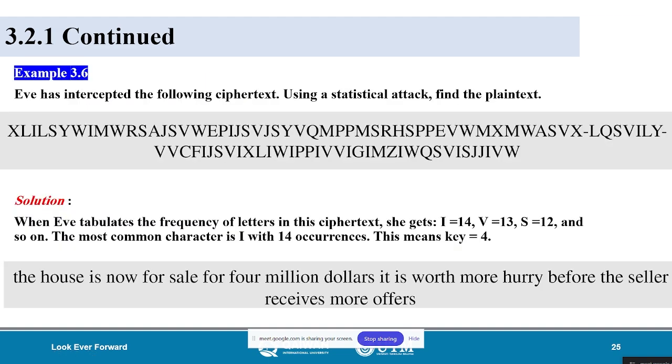So she says, well, actually, I think that the I's, because they have a lot of occurrences, I think that the key is 4. Now, once she uses key 4, she will get this message. The house is now for sale for $4 million. Is it worth more, Harry, before the seller receives more offers?